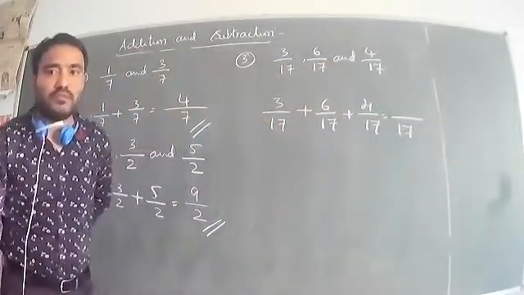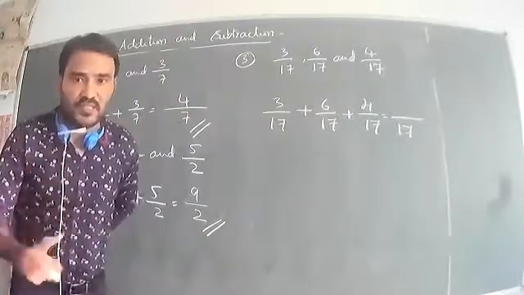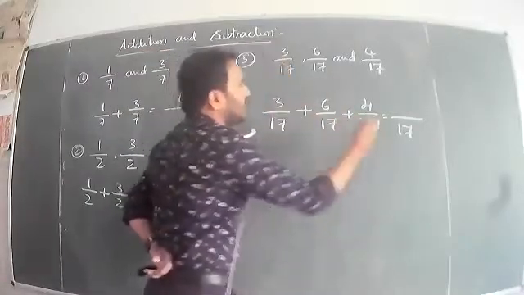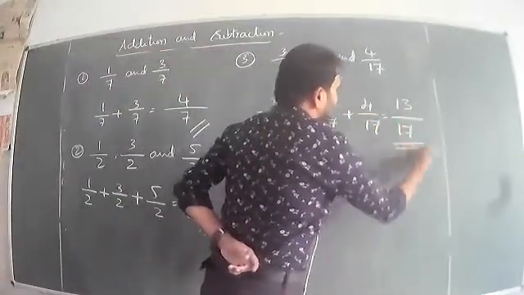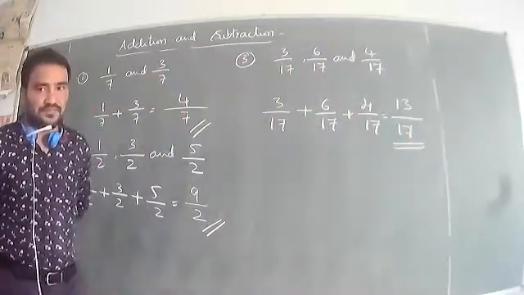Equals, the denominator should be written as it is. First numerators adding. Add all the numerators. 6 plus 4 is 10, 10 plus 3 is 13. That is the answer. Okay, so all of you understand the addition.